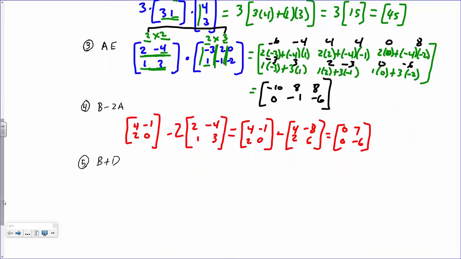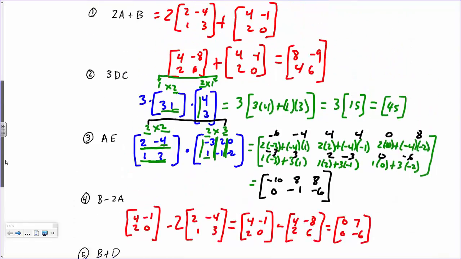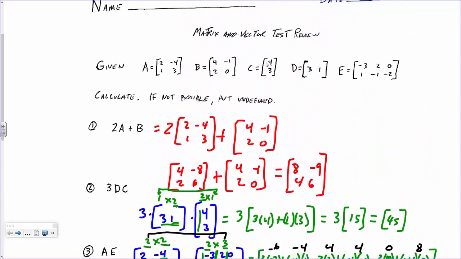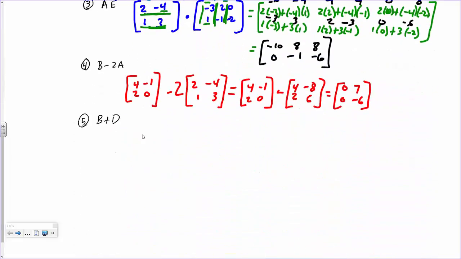B plus D. We can only add matrices if they have identical dimensions. B is a 2 by 2 matrix right here. So I can only add it to another 2 by 2 matrix. D, right here, is a 1 by 2. And since these dimensions are different, I can't add these at all. It's not possible. So this answer is undefined.